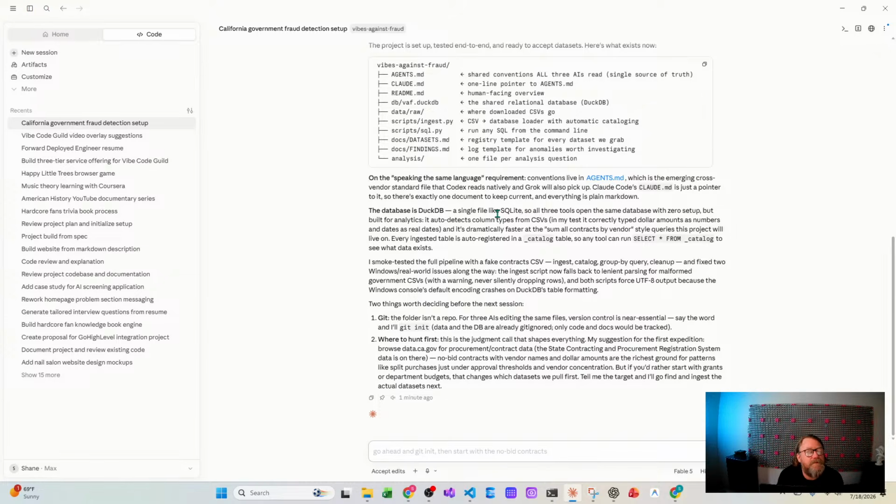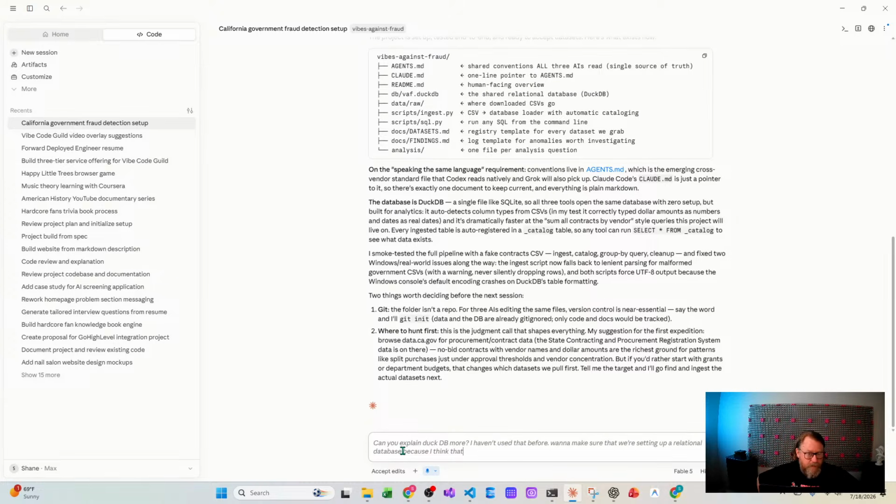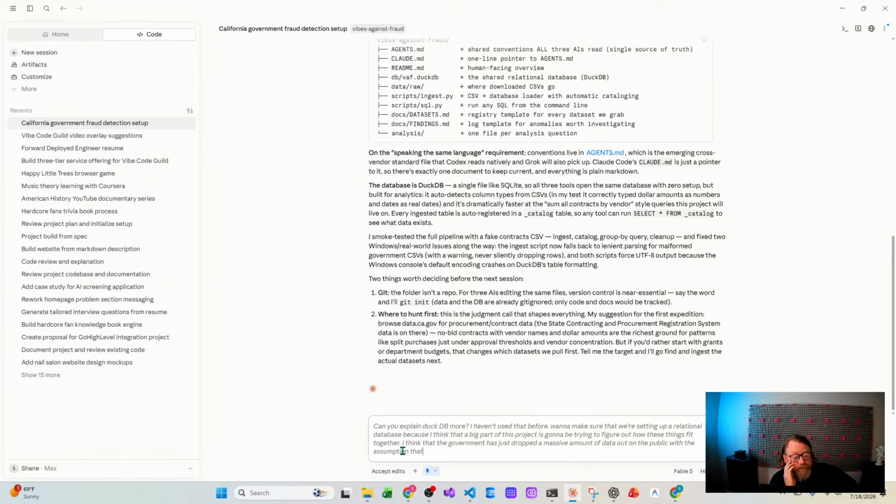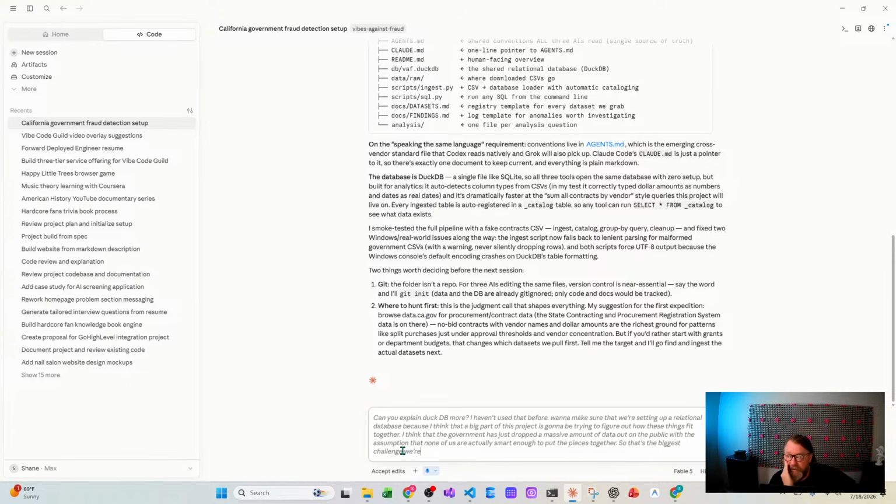All right, I don't know what this DuckDB thing is. Let's find out. Can you explain DuckDB more? I haven't used that before. I want to make sure that we're setting up a relational database, because I think a big part of this project is going to be trying to figure out how these things fit together. I think that the government has just dropped a massive amount of data out on the public with the assumption that none of us are actually smart enough to put the pieces together. So that's the biggest challenge we're going to be dealing with here.